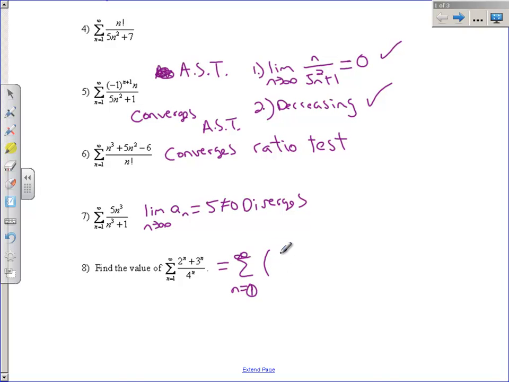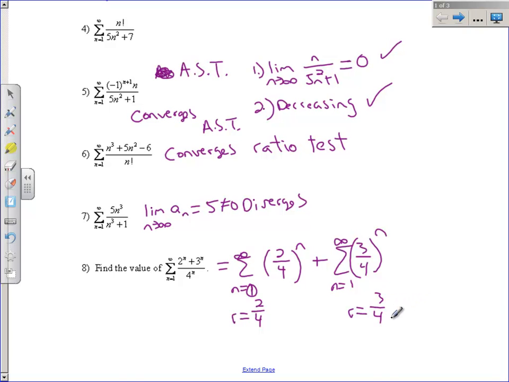That can catch you. And I'm going to have 2 over 4 to the n power, and then plus, see, I'm separating this into two series from 1 to infinity of 3 over 4 to the n power. So I have two geometric series, and all I need to do is take a look at my common ratio. Here my common ratio is 2/4, which is less than 1, which means that's a convergent series. And the second one has a common ratio of 3/4, which is also less than 1. So we're going to have a convergent geometric series, and it says find the value, so we're going to have to go through our formulas.